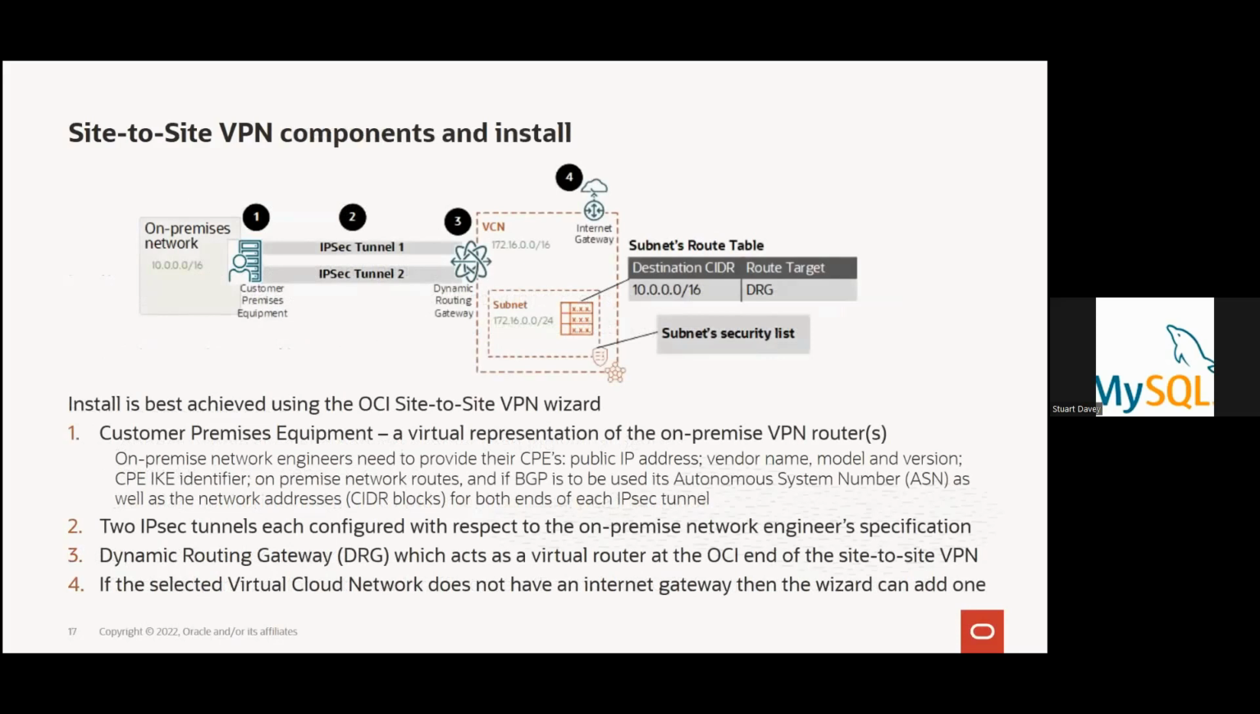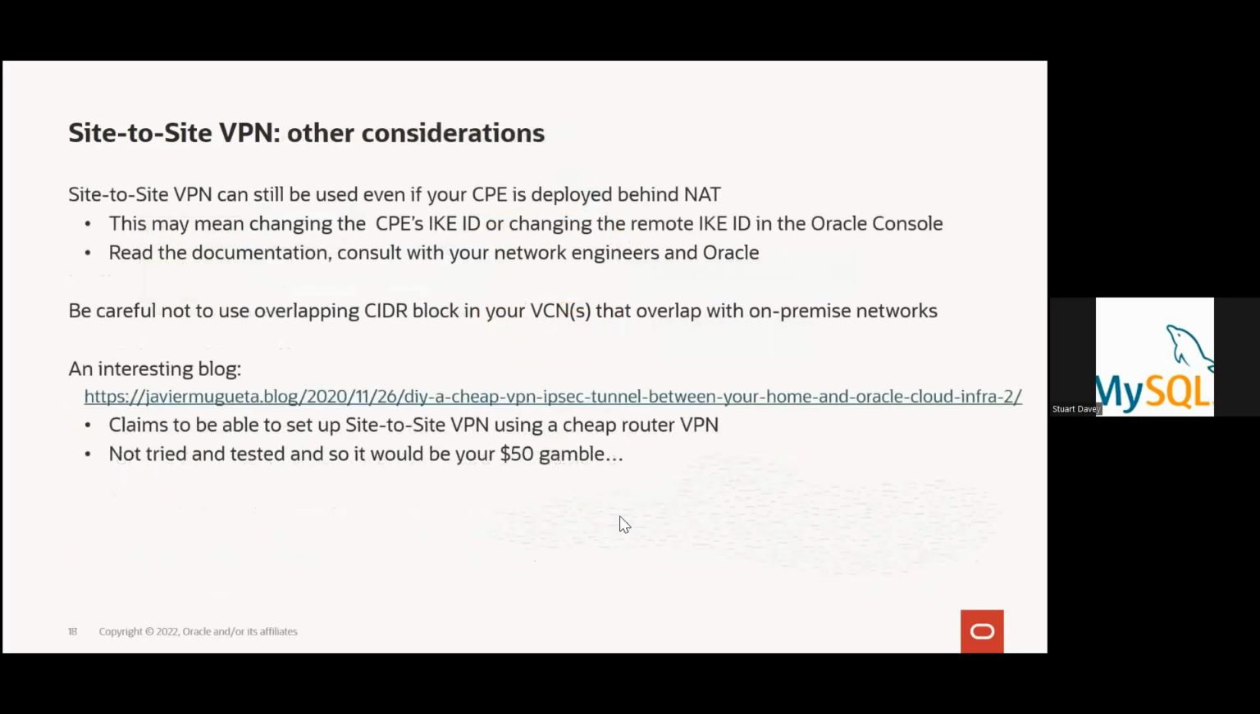So this is how you install site-to-site VPN. You would use a wizard. I can't go through it all here because it's quite complex. You need to work with your network engineers, but you need to know all about that customer premise equipment, i.e. your VPN router switch, as it were. Some other considerations: you can deploy site-to-site VPN even if your customer premise equipment is all behind a NATed front end.